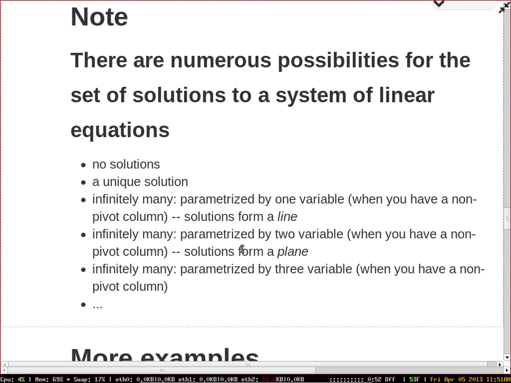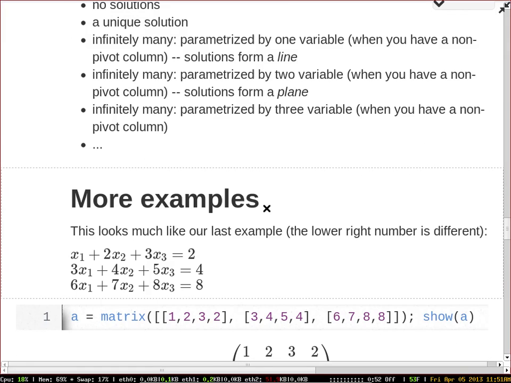Quadratic equations, fortunately, you can deal with those, but the theory is kind of tricky. But there is a way to deal with those. Okay, so let's do a few more examples.